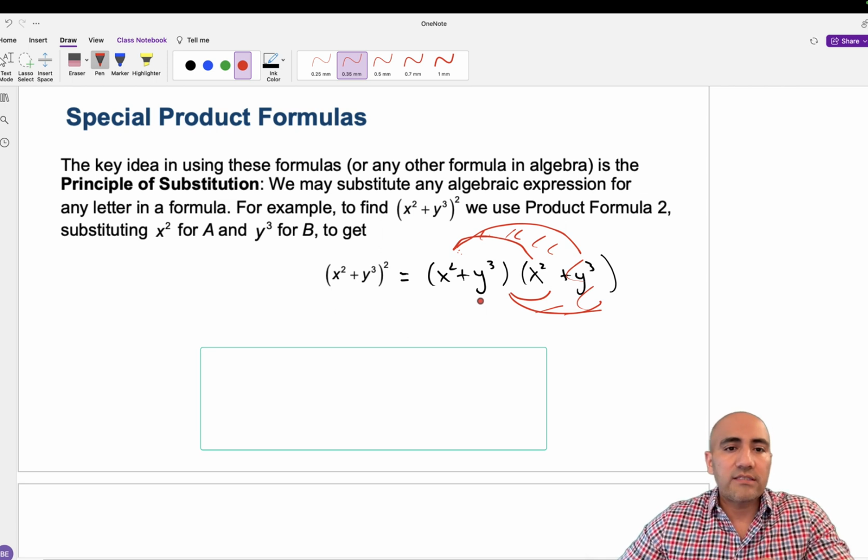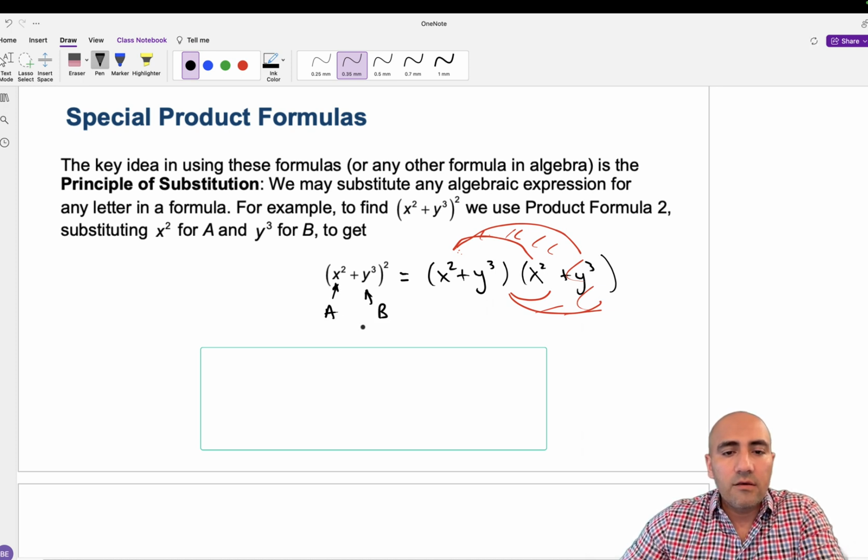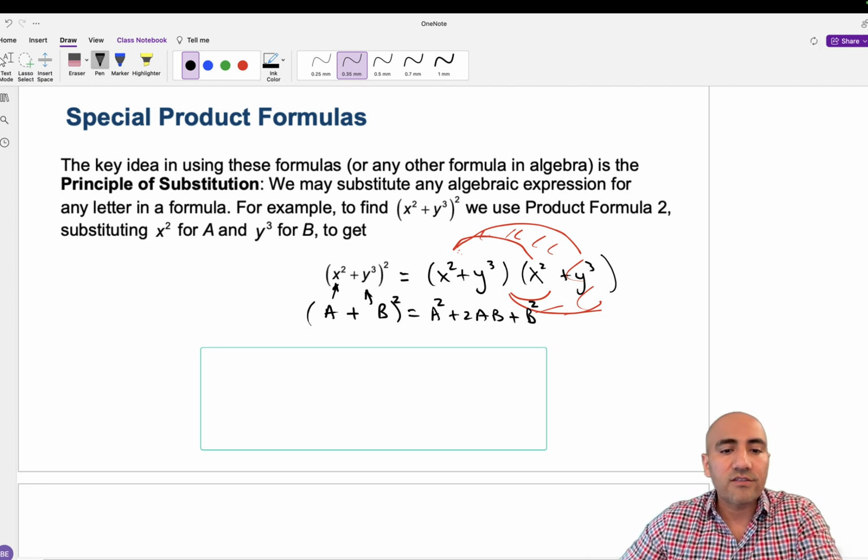But the goal of this is to realize that there's an easier method where we can just recognize that it fits a particular pattern. So if we realize that this fits the form of (a + b) squared, this could be the a, this could be the b. And we know from our formula that this is a squared plus 2ab plus b squared. Then we can just jump right to our answer in this way.